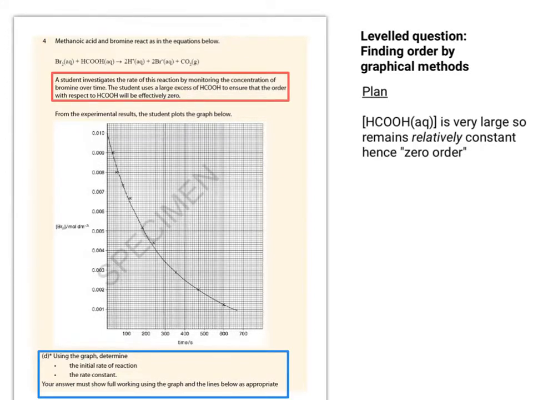So the first thing to look at is the fact that it says that the large excess of HCOOH, methanoic acid, means that the order with respect to that particular compound is effectively zero. So even though it's actually reacting and in the equation, because there's a lot of it present, the concentration of it doesn't really change that much. So the fact that it's relatively constant in concentration means that, in effect, that makes it zero order.